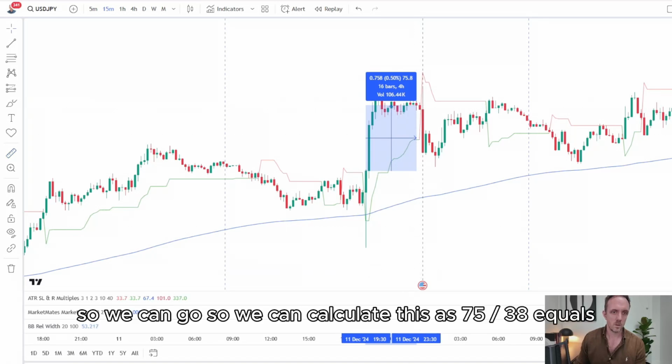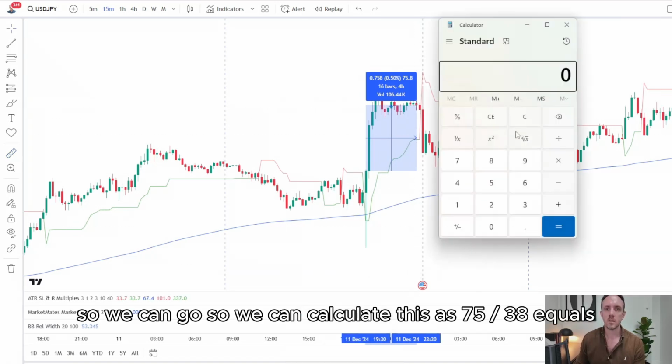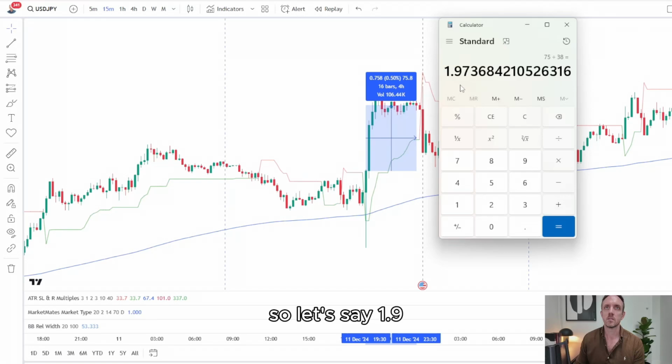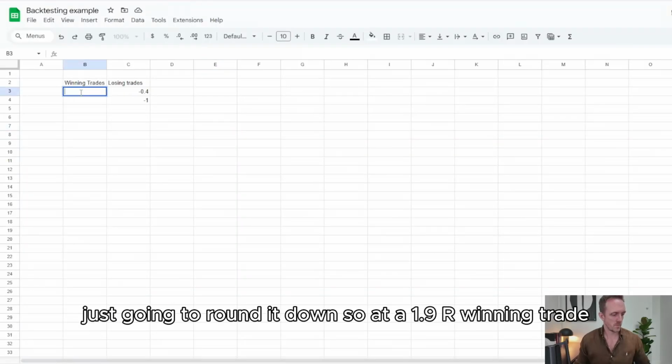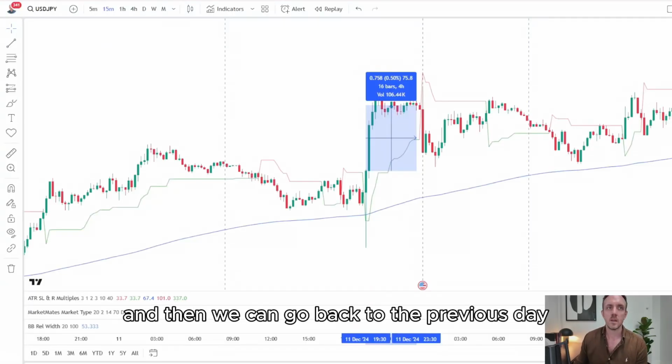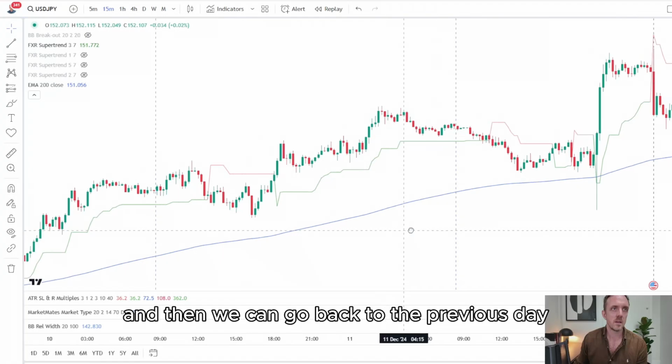So we can calculate this as 75 divided by 38 equals, so let's say 1.9. Just going to round it down. Got a 1.9R winning trade. And then we can go back to the previous day.